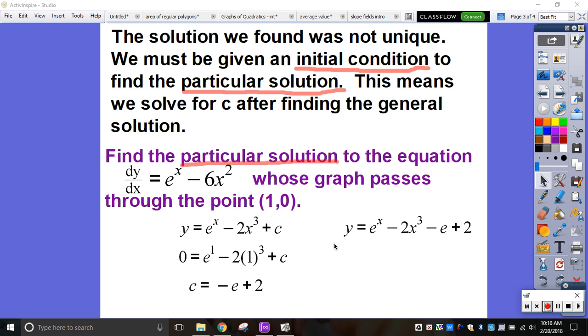And that is the difference between a general and a particular solution. General has the plus c. Particular uses the initial condition to solve for c.